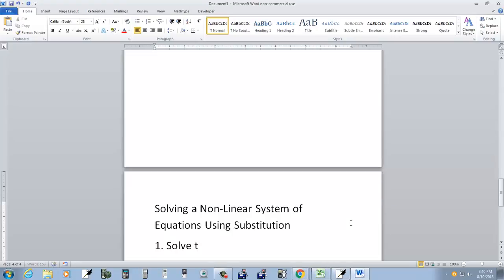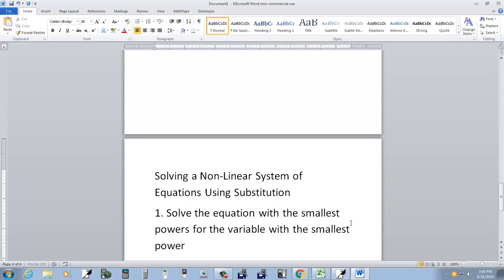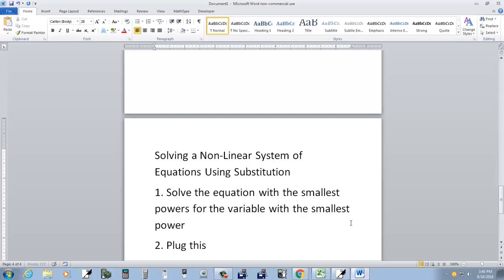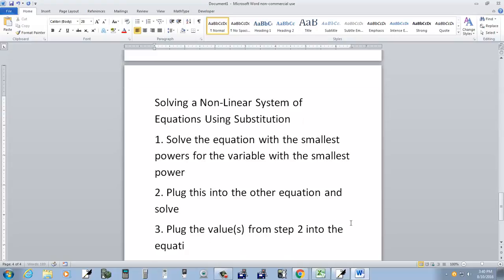Step 1. Solve the equation with the smallest powers for the variable with the smallest power. Step 2. Plug this into the other equation and solve. And step 3, plug the values from step 2 into the equation from step 1 and solve. Now you'll notice that these steps are very similar to the substitution we already looked at. Just step 1 is slightly different.